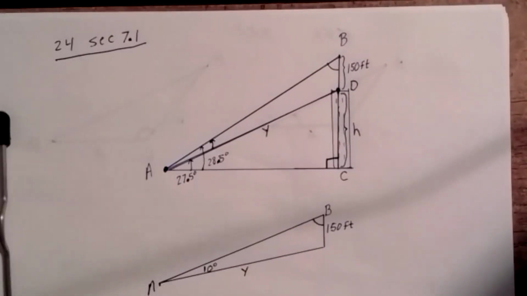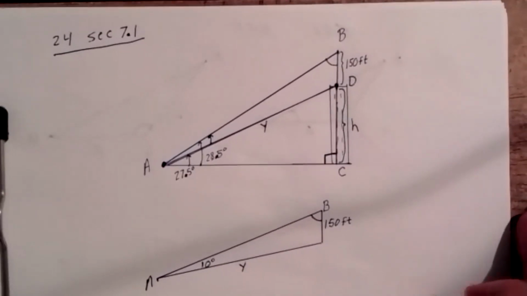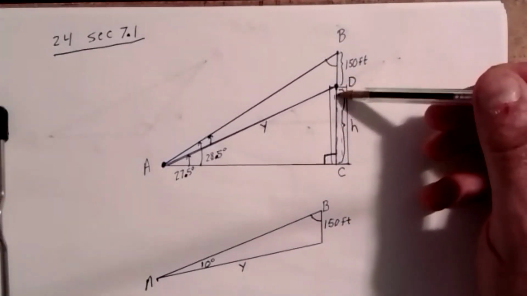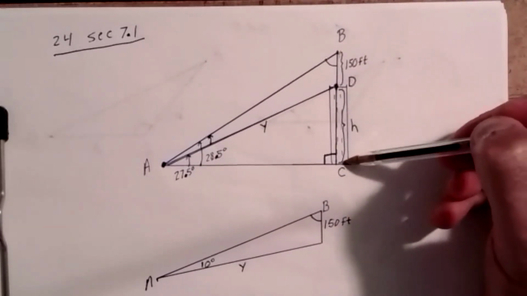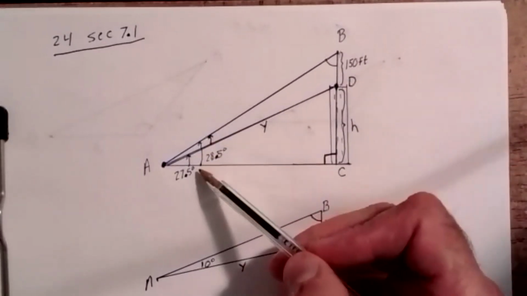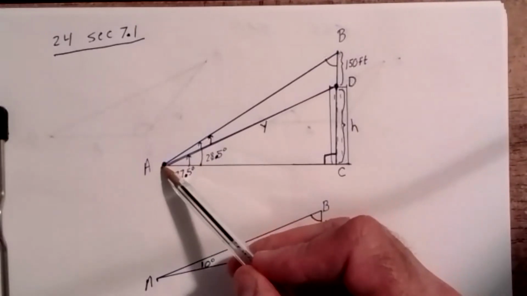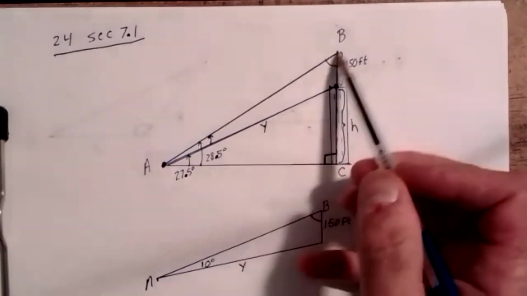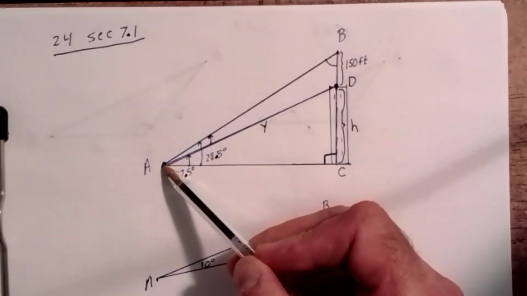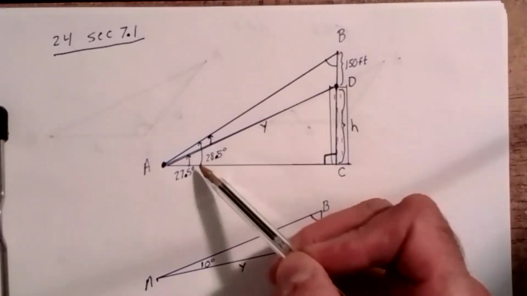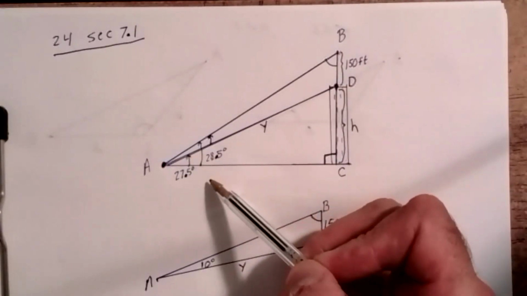Okay, this is problem 24, section 7.1. We had a building, and on top of the building was a 150-foot tall antenna. They want us to compute the height of the building. The angle of elevation from a person on the ground to the top of the antenna is 28.5 degrees. The angle of elevation from that same observer on the ground to the bottom of the antenna is 27.5 degrees.